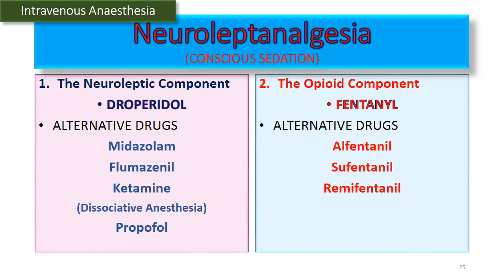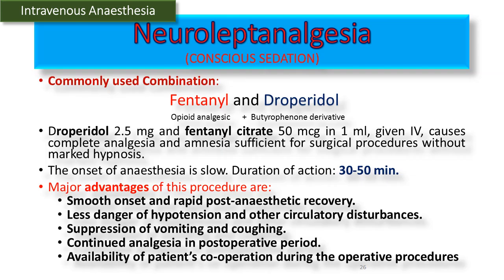There are two main components for neuroleptic analgesia. One is the neuroleptic component, another one is the opioid component. In the neuroleptic component, droperidol, and alternative drugs are midazolam, flumazenil, ketamine, propofol. In the opioid component, it is fentanyl. Alternative drugs are alfentanil, sufentanil and remifentanil. The commonly used combination for neuroleptic analgesia is fentanyl and droperidol.